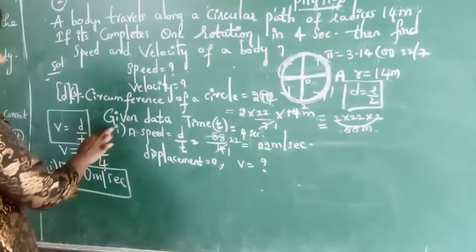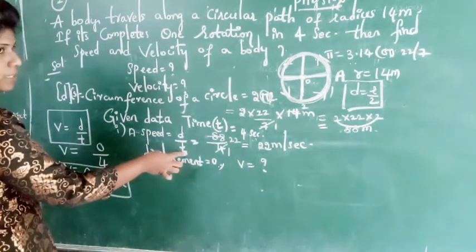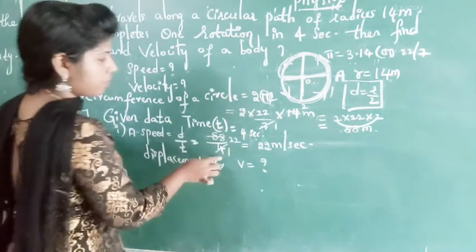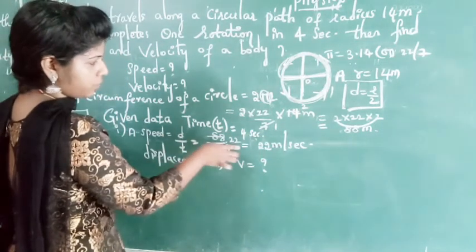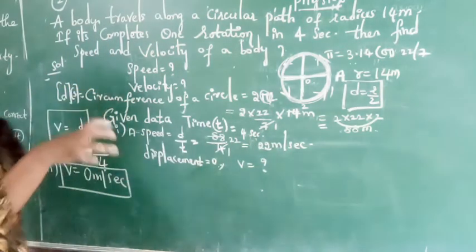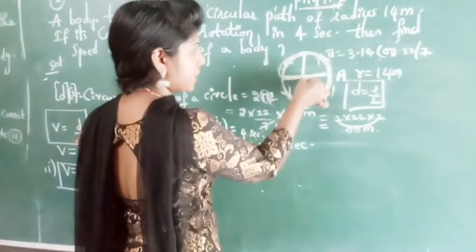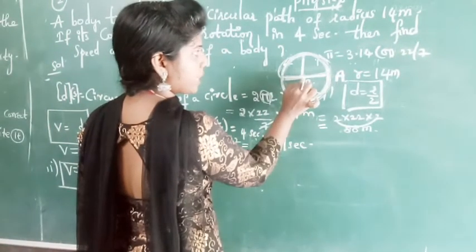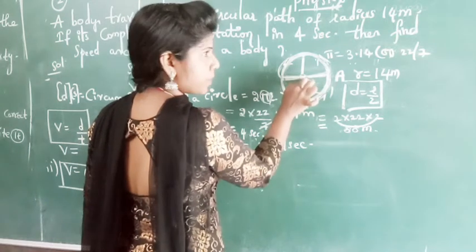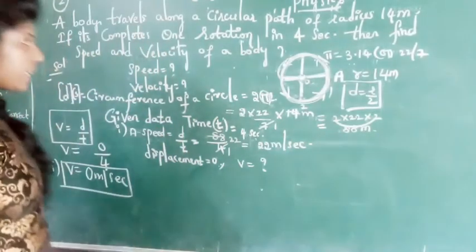Whereas given data, time is equal to 4 seconds. Speed is equal to distance by time. So what is the value we got? Distance 88 by 4. 4 ones are 4, 4 twos are 8, so 22 meters per second. Whenever the object starts from the origin, this is the shortest path, and it finally reaches the same point. So that is the reason displacement starts from 0 and ends at 0. So displacement becomes 0 at the initial and final point.